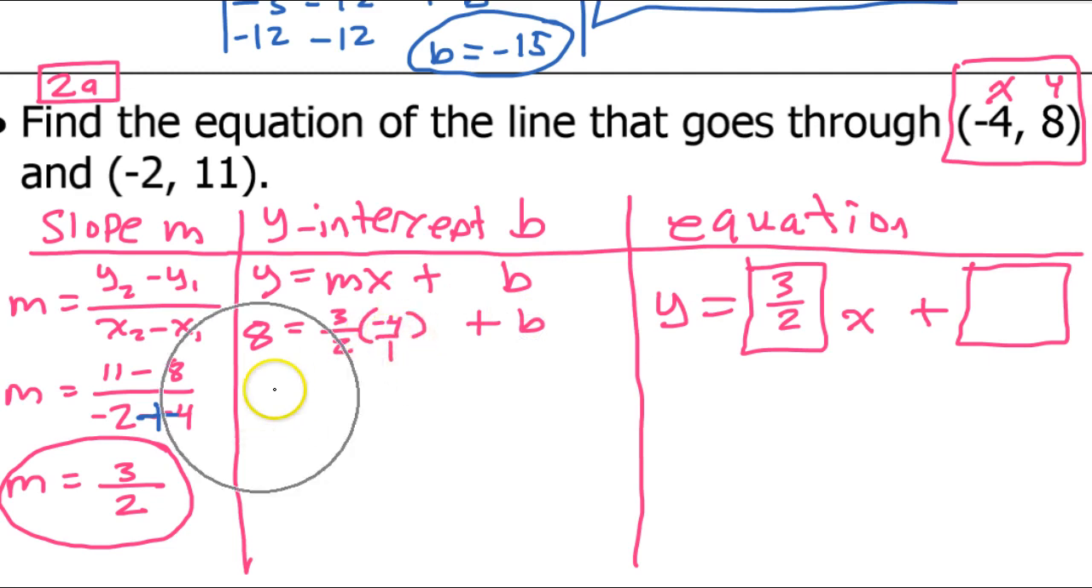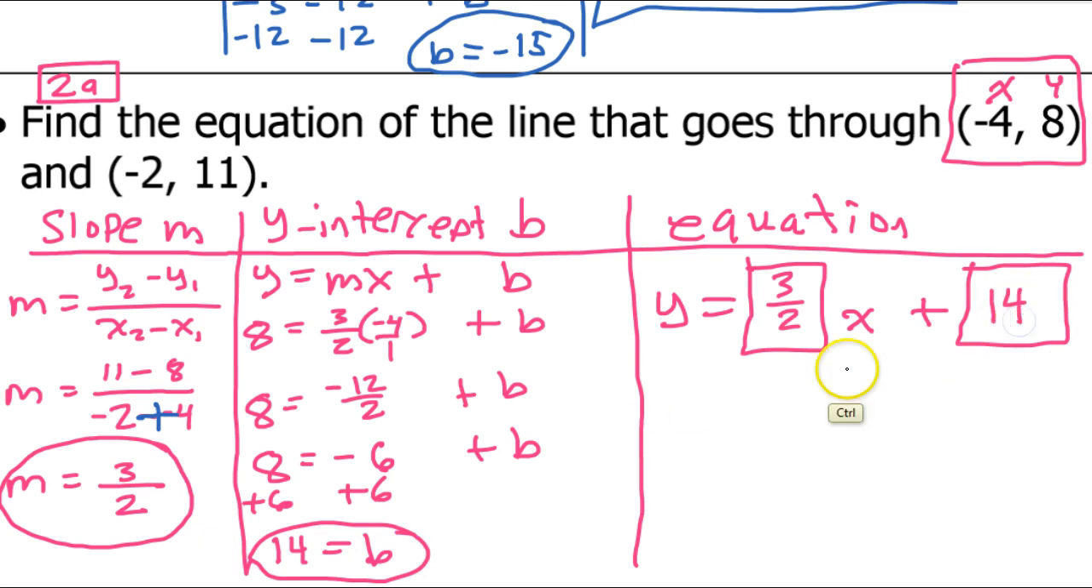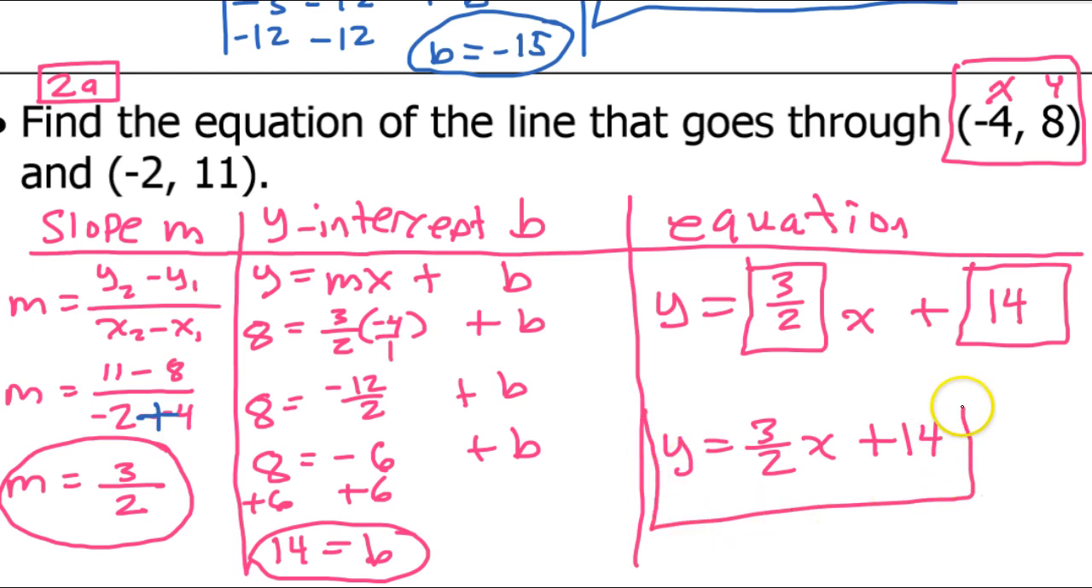So this is like -4 over 1. So I have 8 is equal to -12 over 2 plus b. That means 8 is equal to -6 plus b. So I need to add 6 to both sides. So that's going to be 14. So b is 14. So that's why the answer is just this without the boxes. So y is equal to 3 over 2x plus 14. All right, so that was 2a.